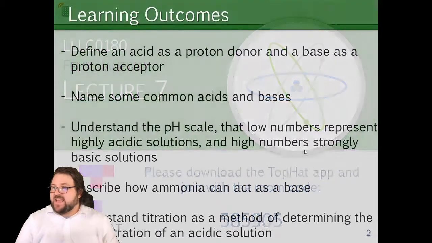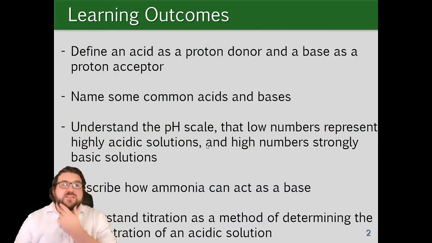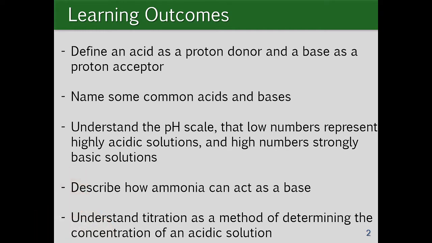So let's glance at the learning outcomes. By the end of this, we're going to want to define the term acid in terms of donating protons and bases as acceptors of protons. We're going to have to name some common acids, and understand the pH scale as a whole. I'd like you to understand that there are some bases that can accept protons that are not alkalis, and we'll talk about that. And also understand the method of titration as a method of determining the concentration of a solution.